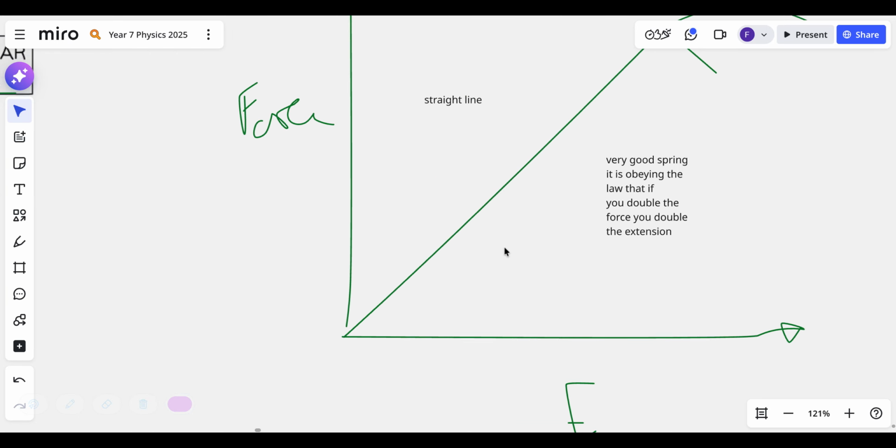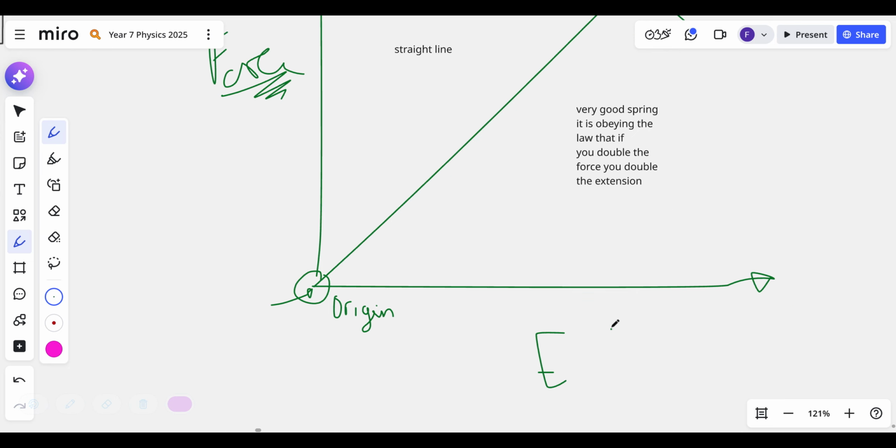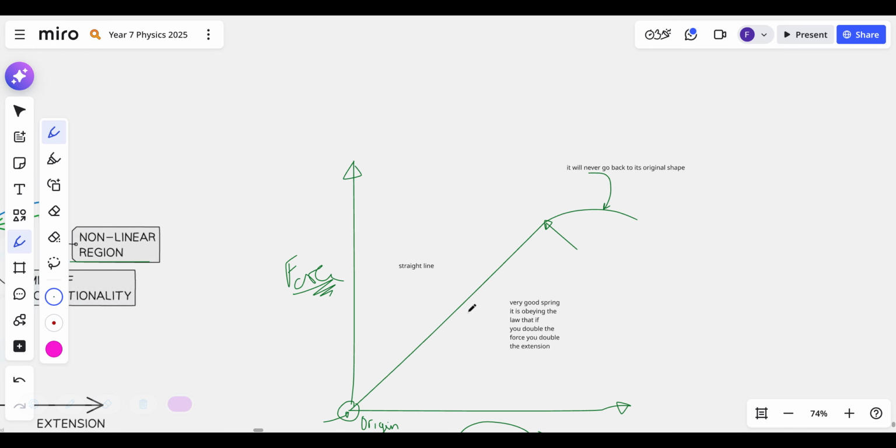And the other thing, it always has to start here, in the little corner that we call the origin. Why does it have to start there? Well, if you've got a spring and you put no force in it, it shouldn't extend. It shouldn't get longer. And that's it. All right.